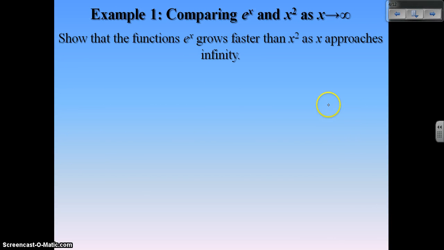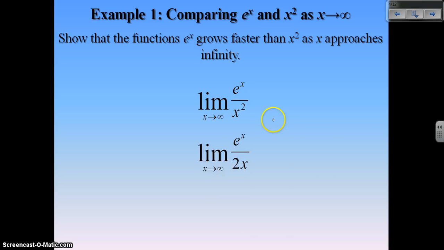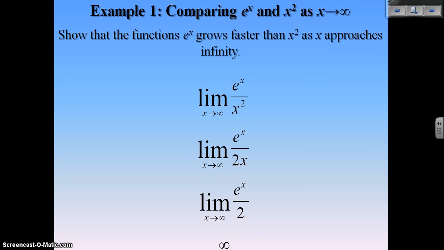Alright, our job is to show that e to the x grows faster than x squared as x approaches infinity. So we begin with the limit as x approaches infinity of e to the x over x squared. Now, if e to the x is growing faster, then this limit should turn out to equal infinity instead of 0 or some other number. I see that it is an indeterminate form, infinity over infinity, so we apply L'Hopital's rule. It is still an indeterminate form, infinity over infinity, so we do L'Hopital's rule again and get down to this. Now, if I plug in infinity, I have infinity over 2, which is just infinity. Since it is infinity, that would suggest that e to the x grows faster than x squared.